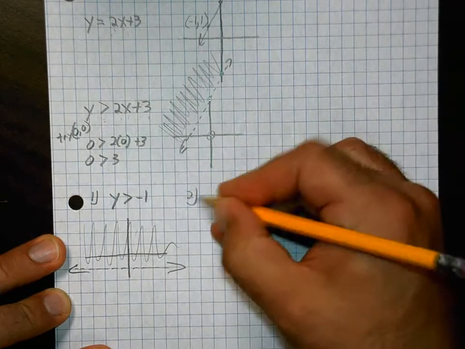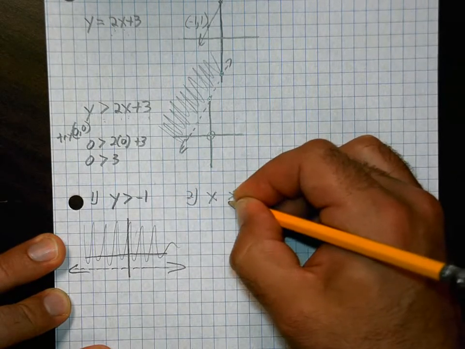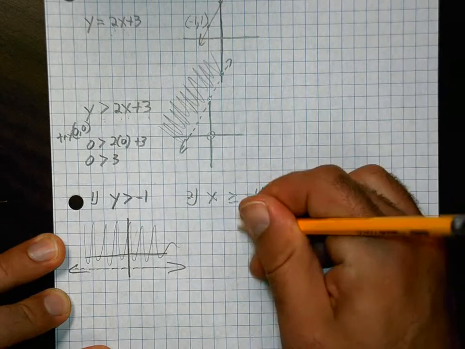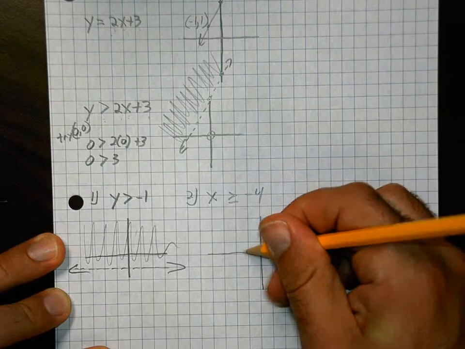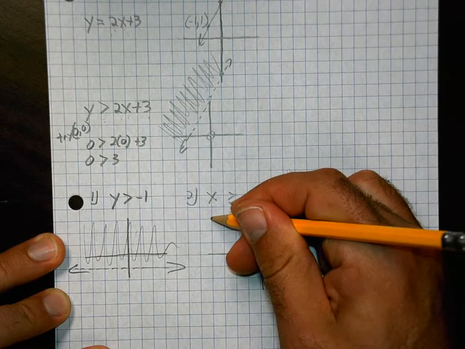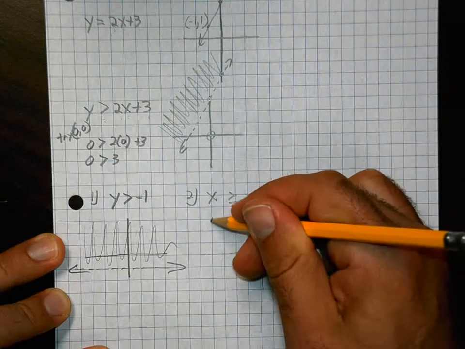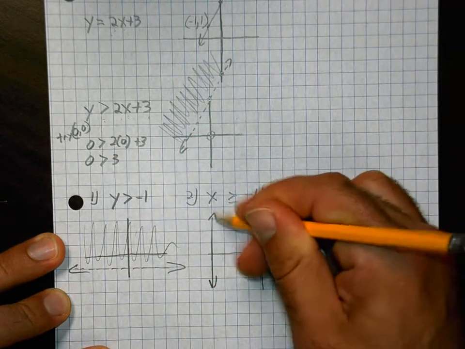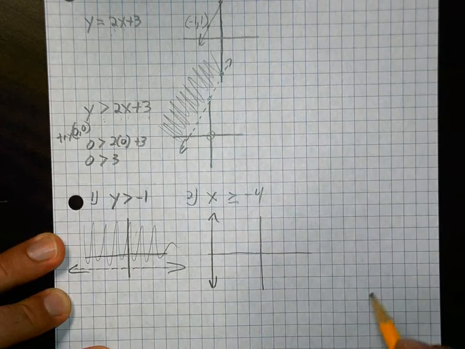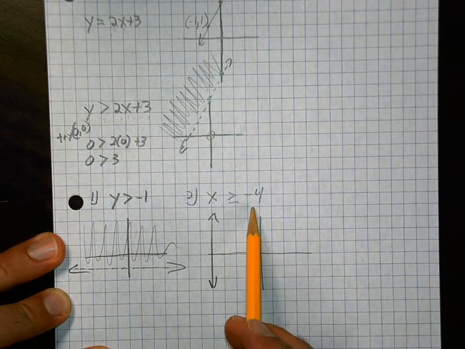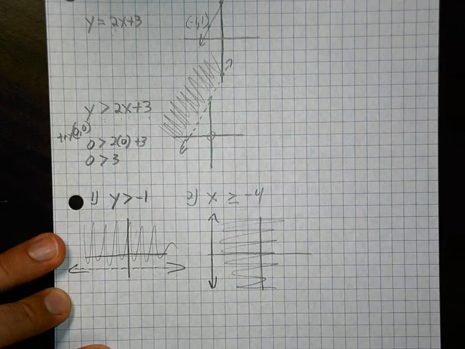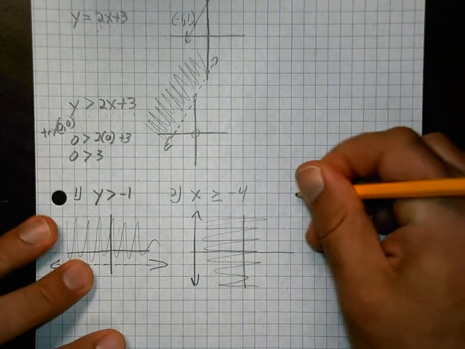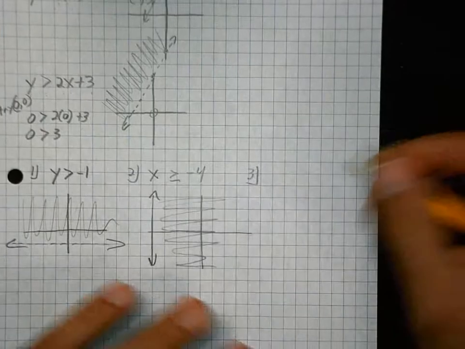Okay. What about x greater than or equal to negative 4? Axis, here's negative 4. So here the x equals negative 4 is a vertical line. Now because it's or equal to, it's going to be a solid line. Greater than or equal to negative 4 would be shading this side, because that's where the x values are greater than or equal to negative 4. Alright. Too easy. Let's try a tougher one.